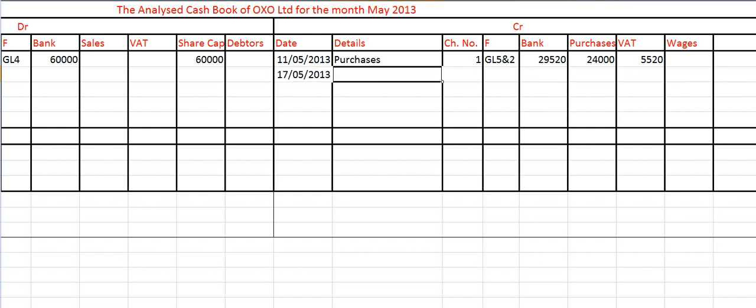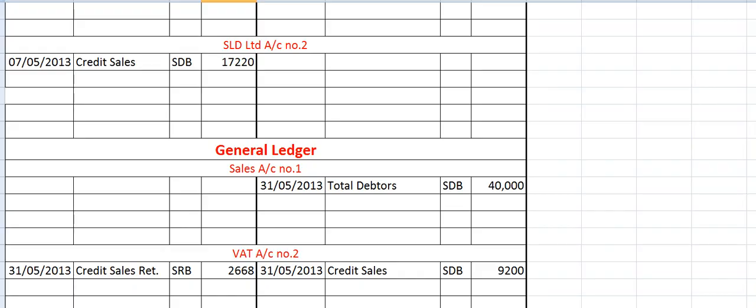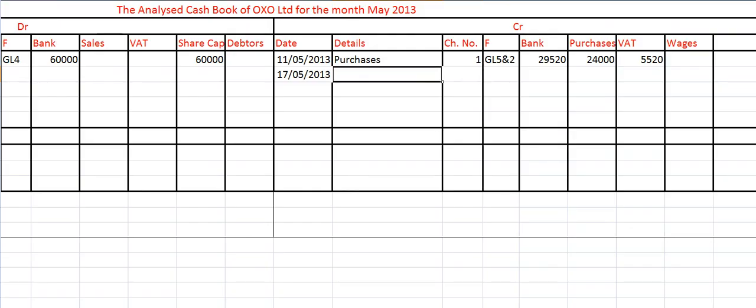So all these will have a corresponding entry on the debit side in the ledger because I'm entering them on the credit side here. So wages, and my wages were paid with check, and that's going to be the next available account in the general ledger, which is general ledger account number 6. 7,200 there and 7,200 there.